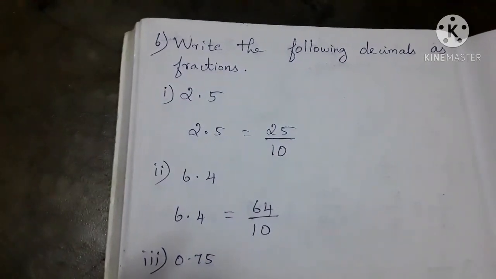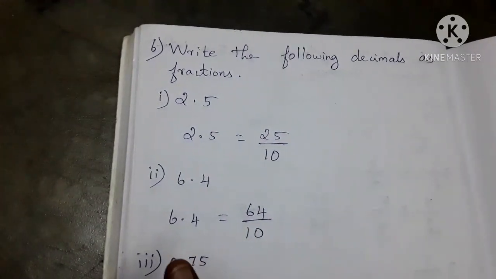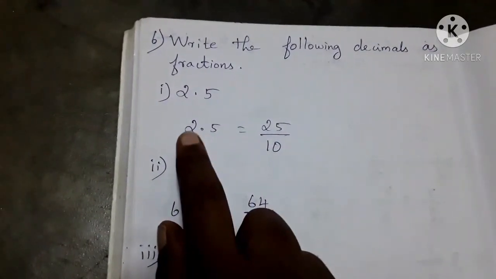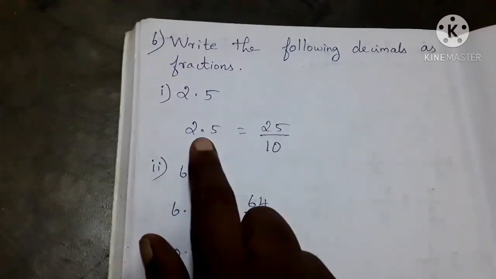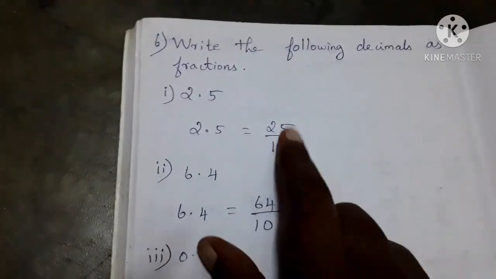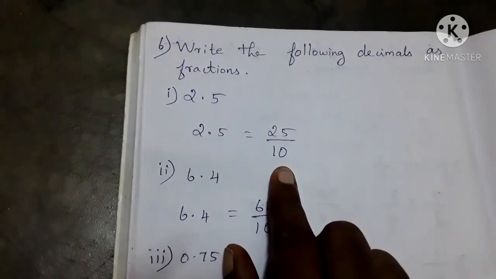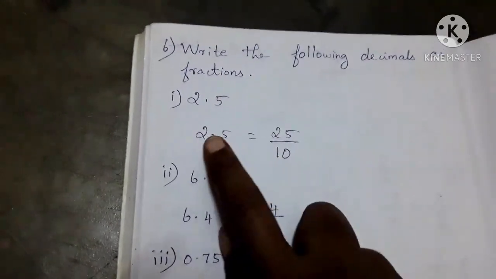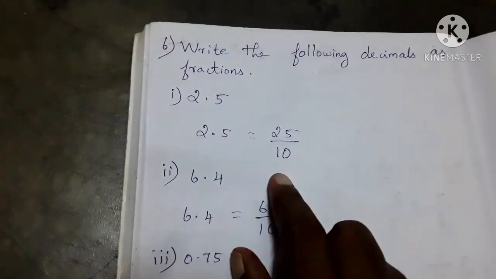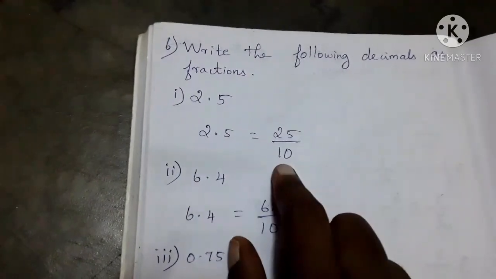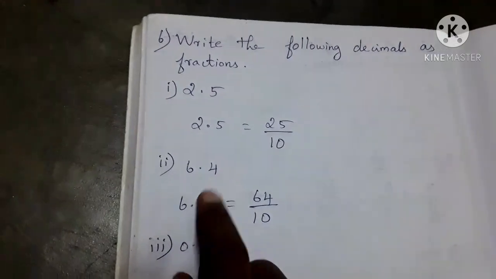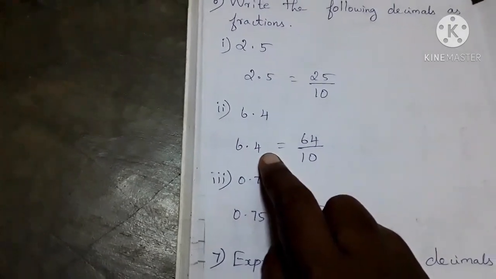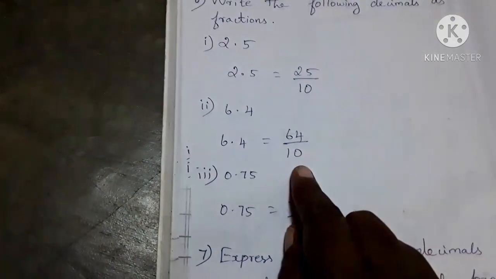Next question. Write the following decimal as fraction. So last question we studied fraction into decimal. Here decimal into fraction. So the same. So 2.5. After the decimal point 1 digit is there, means what will come in the denominator? 10. Yes, I told 10 means before 1 digit you put the decimal point. Now we want to remove the decimal point. It becomes 25 by 10. Next 6.4, yes, 64 by 10 because after the point we have 1 digit, so we divide by 10.